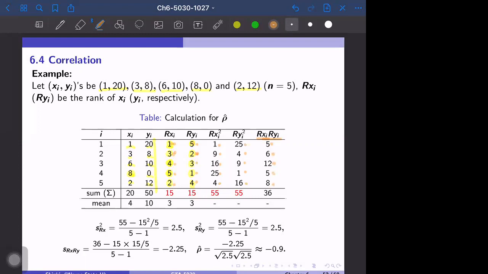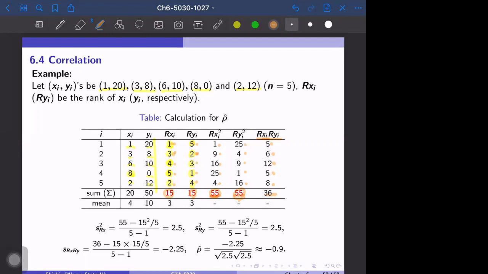So we can calculate the summation of x squares, the summation of y squares, and the summation of the cross products. Actually, the first two are always 55, because this is the summation of 1 square to 5 square. And these sums are always 15 if we have 5 observations, because this is the sum of 1 to 5.